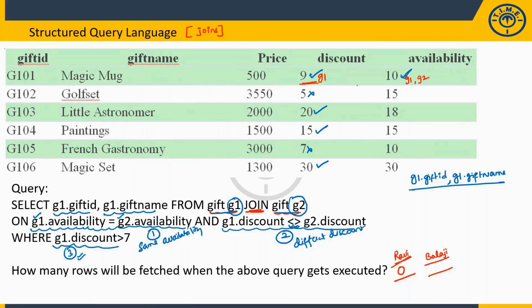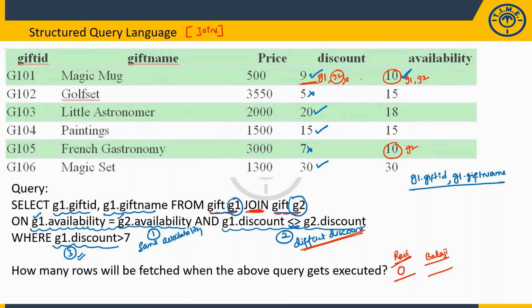In those 36 combinations, the availabilities are the same, but the discounts should be different. Here the discounts are the same, so it is incorrect. It simply means the two gifts are of different types. A gift is not compared with itself, because the discount should be different. So now the G1 discount is 10, and here the same discount is there for another gift G2.